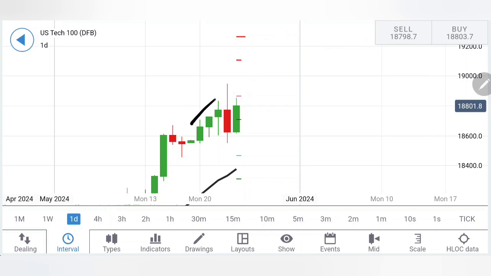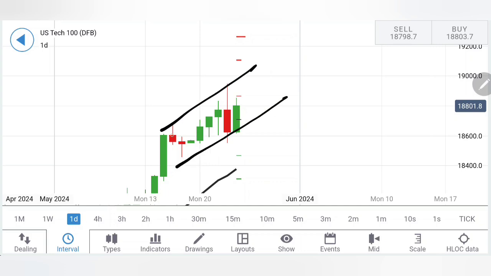Now look at daily charts. See swings here, lower highs, and this time the candle has closed above the median levels. Now the median is always very important. It suggests that there is still bullish bias. And look at these four candles. None of the candles have closed above 18,600 levels, which makes it a very strong support.